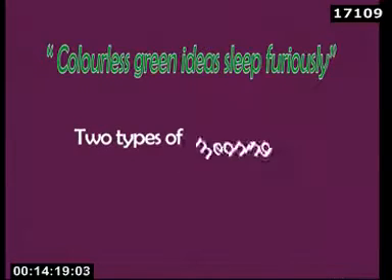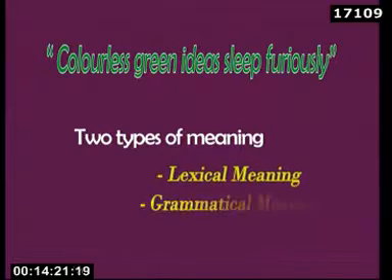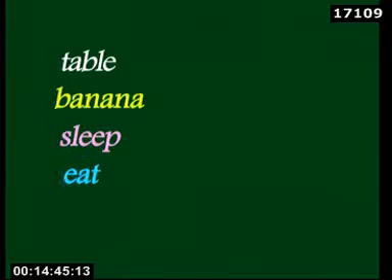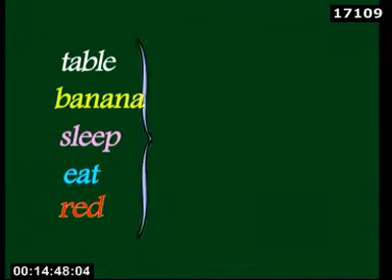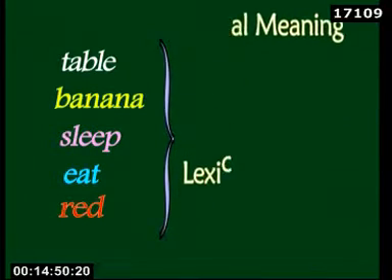In a sentence like this, one has to take into account at least two different types of meaning: lexical meaning and grammatical meaning. Full words have some kind of intrinsic meaning. They refer to objects, actions and qualities that can be identified in the external world, such as table, banana, sleep, eat, red, etc. Such words are said to have lexical meaning.